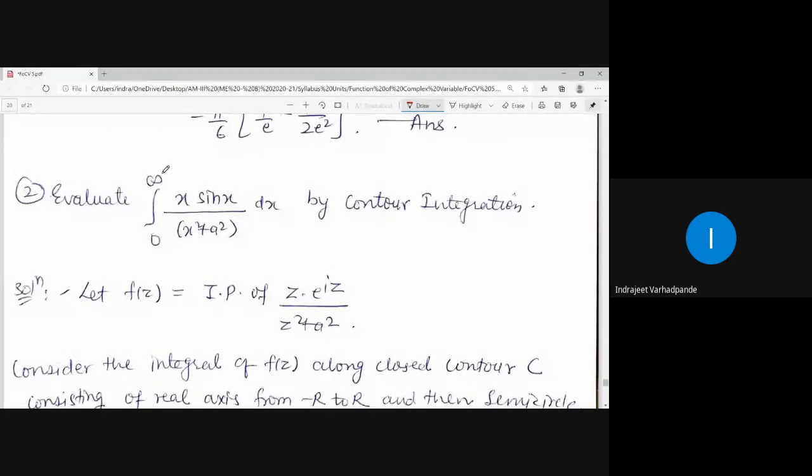Evaluate the integral from 0 to infinity of x sin x dx upon x square plus a square by contour integration. Now here again the limits of integration are 0 to infinity. So I will calculate it for minus infinity to infinity. But here I need to check whether this is an even function or an odd function. See, the denominator contains x square, so replacing x by minus x will give you simply x square.